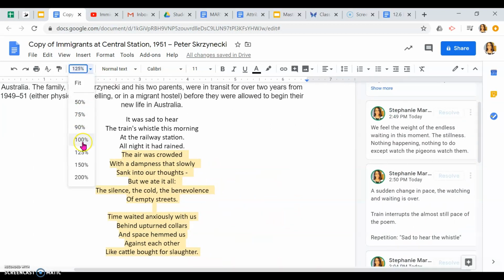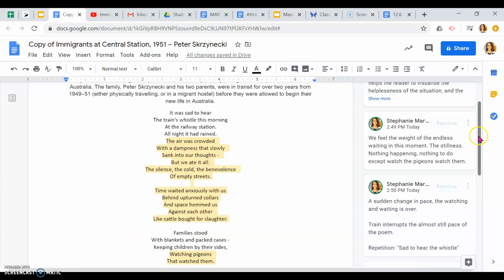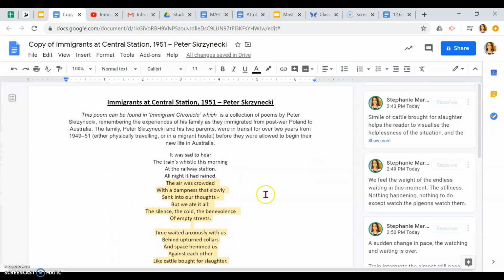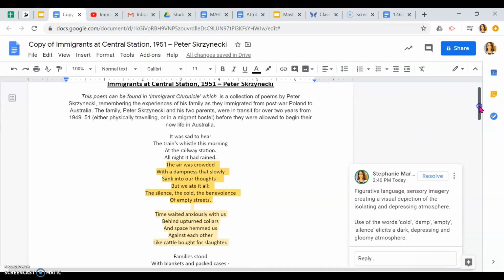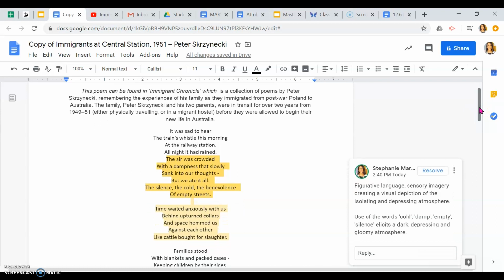"The air was crowded with a dampness that slowly sank into our thoughts." So this particular part of the stanza obviously is using lots of figurative language, but a lot of sensory imagery.